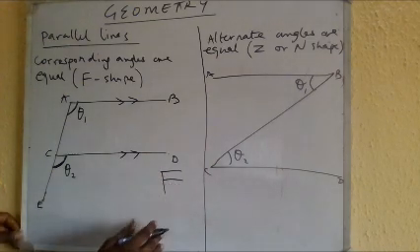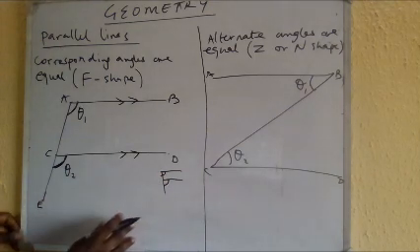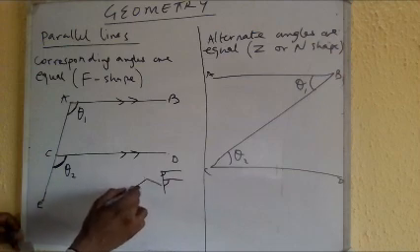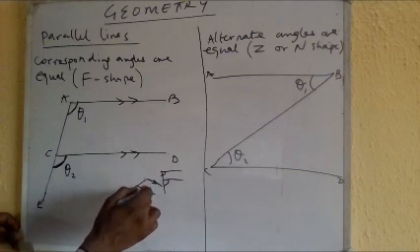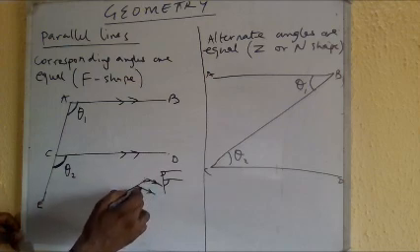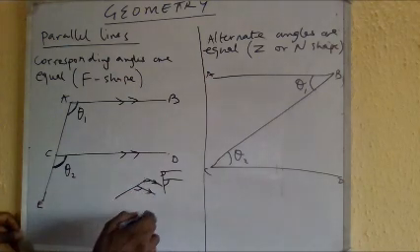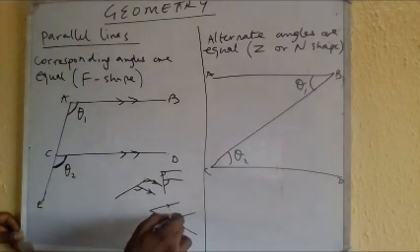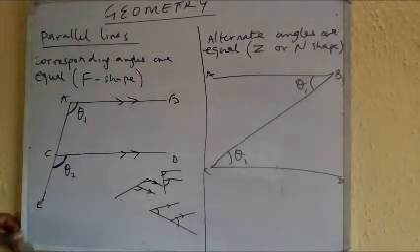So the angle here and the angle here are the same thing. Even if the F slants like this, these two lines must be parallel, so this angle and this angle will be corresponding. If the F decides to slip like this, as long as this line and this line are parallel, this angle and this angle are corresponding angles.